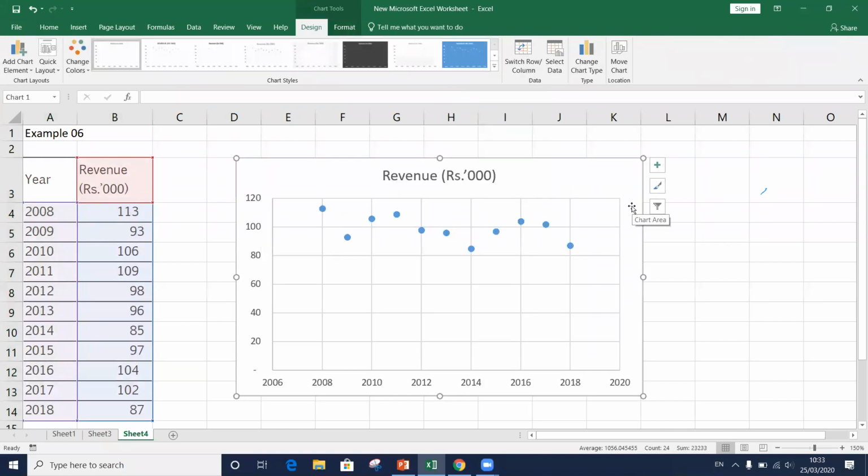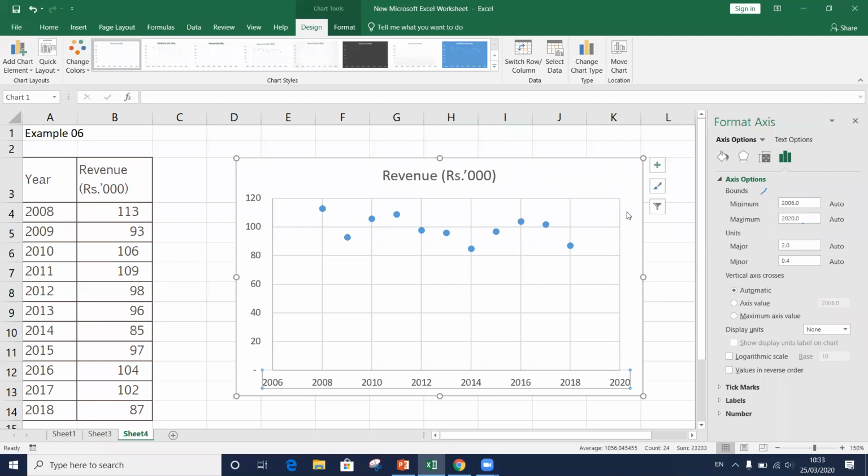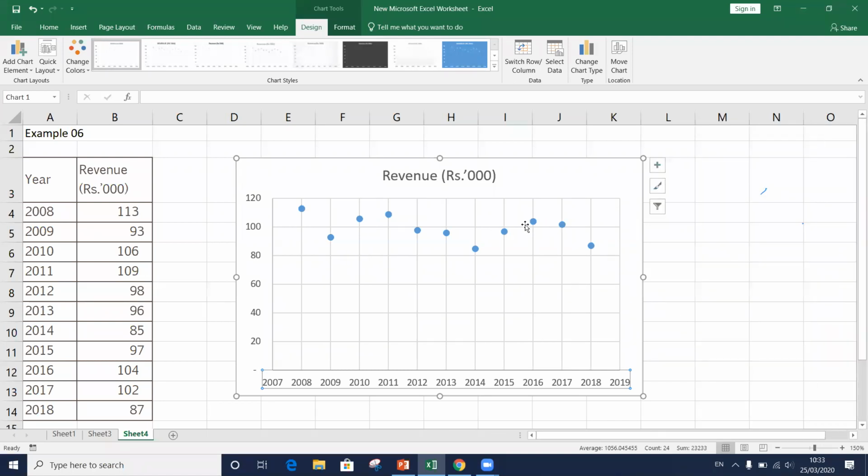We will get something like this. Can you see? Yes, sir. This is our scatter plot diagram. So I will do certain alignments here. So this is the scatter plot diagram. In 2008, 113, 2009, 93, 2010, 106, like that. We have done with the scatter plot diagram.